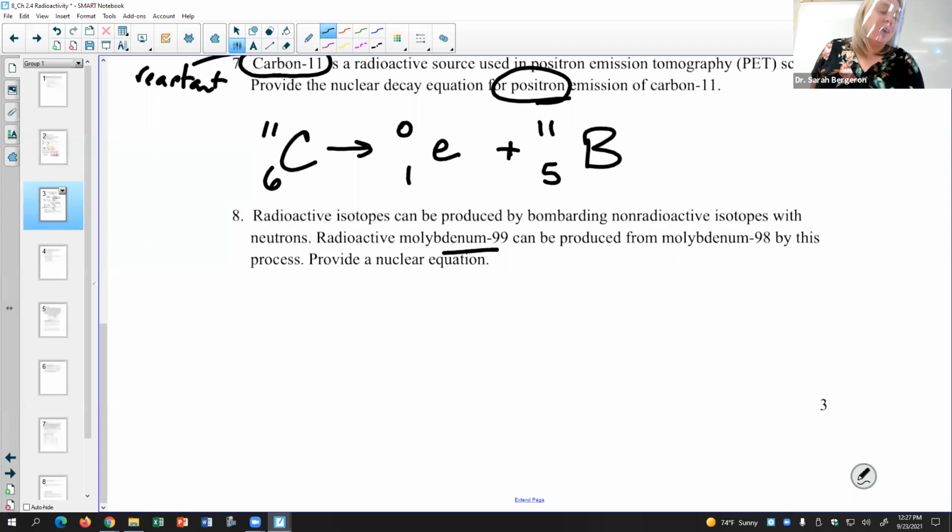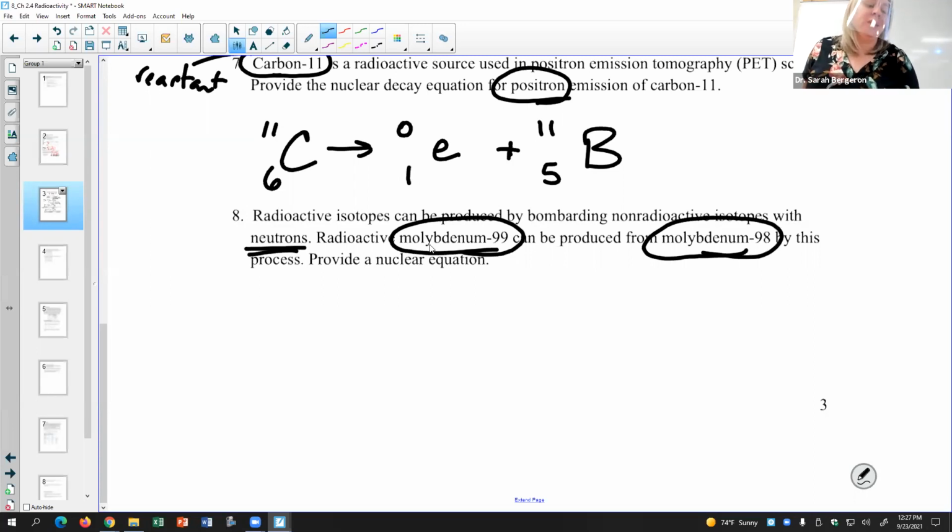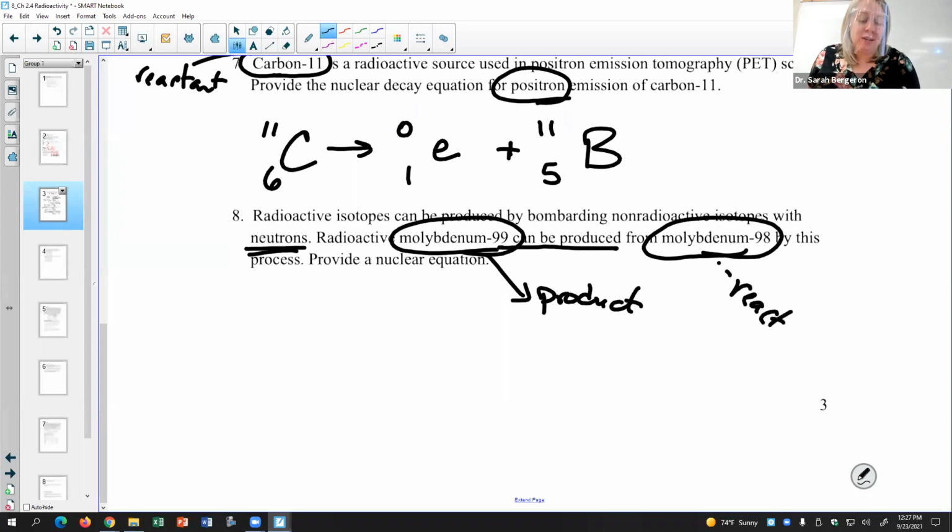Okay, we have two different substances, and we know we're hitting it with neutrons. Molybdenum 99, is this going to be a reactant or a product? Can be produced, so molybdenum 99 must be a product. So molybdenum 98 is a reactant. Okay, now we have one last thing, these neutrons. Are these neutrons reactants or products?